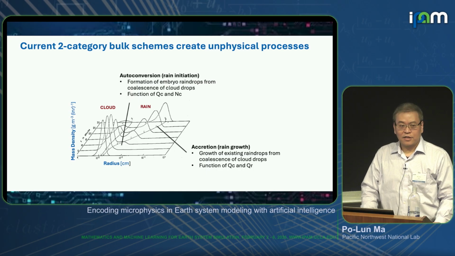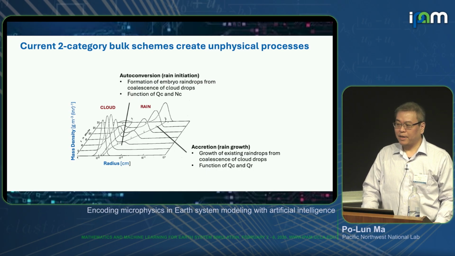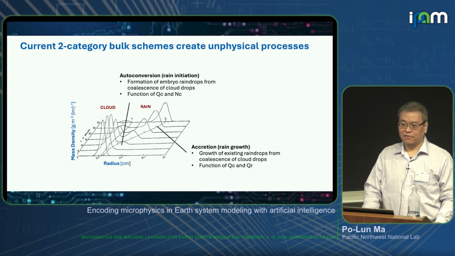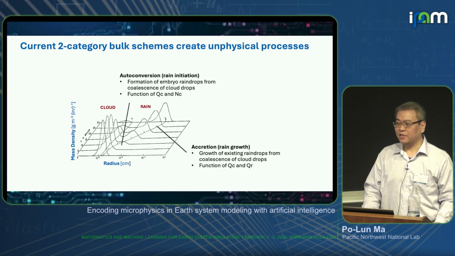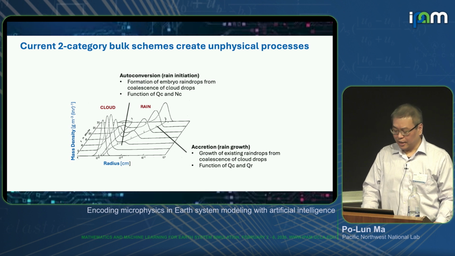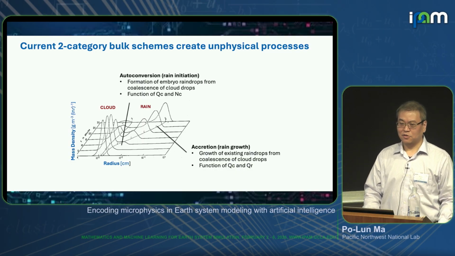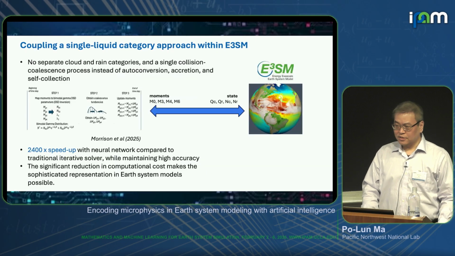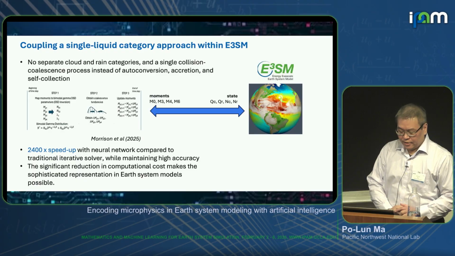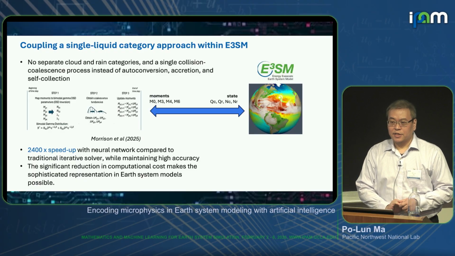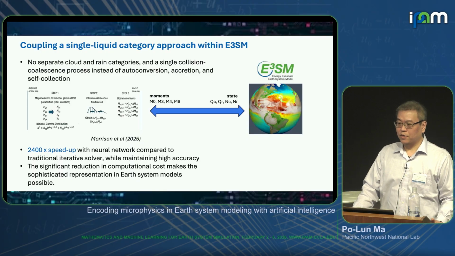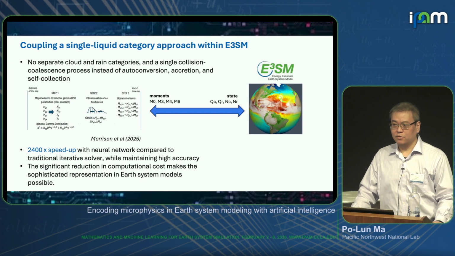But because we try to fit that into a two-category bulk microphysics scheme, we decompose that into 4 different unphysical processes: autoconversion or rain initiation, accretion or rain growth, cloud droplet self-collection, and rain droplet collection or breakup. And because of that, we invent tunable parameters to control its behavior, and they are totally non-physical. So Hugh wants to make it right, and what we did is that we no longer separate cloud and rain categories. Instead of a 2-category warm liquid microphysics, we do 1 category.